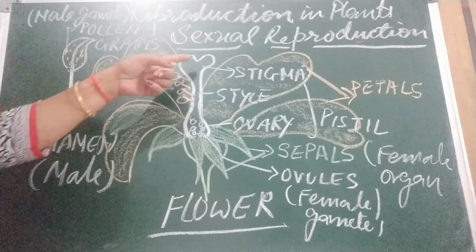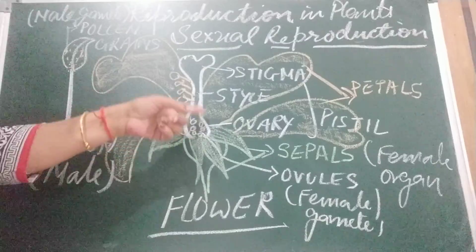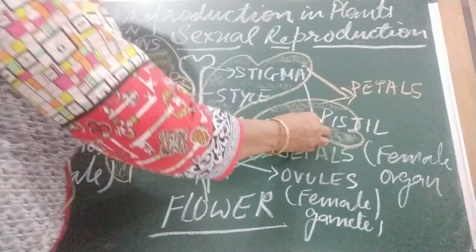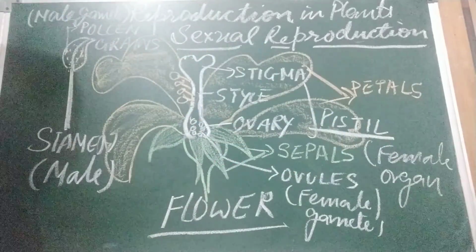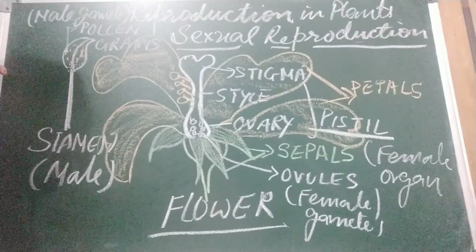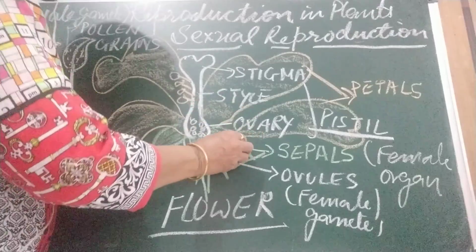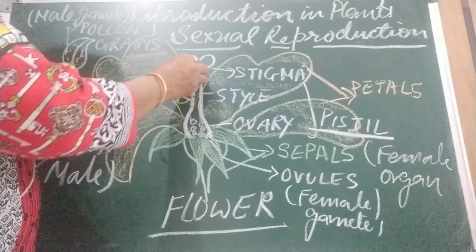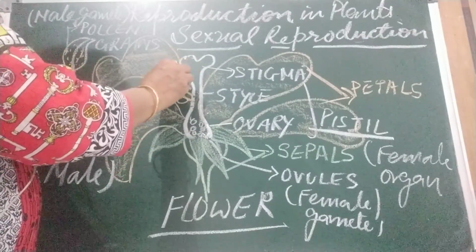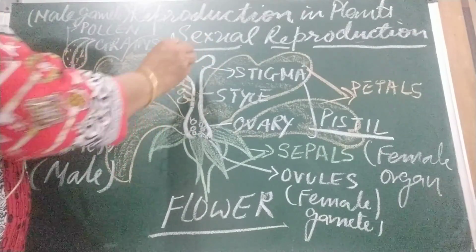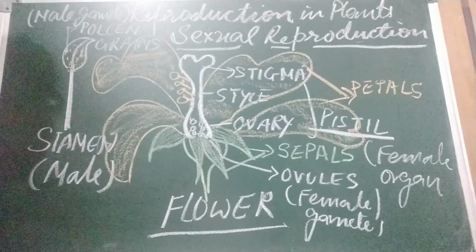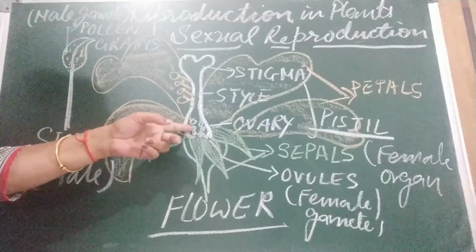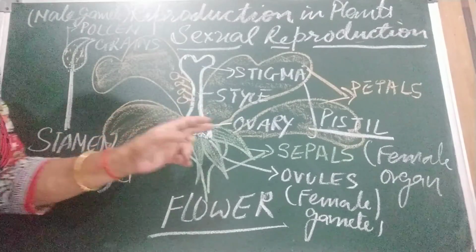Third is that white color you are seeing. This is the female part, and the female part is called pistil. Pistil has three parts: stigma, style, ovary. This swollen part is the ovary, this tubular part is the style, and the upper part where pollen grains come and stay is called stigma. And inside the ovary there are female gametes.